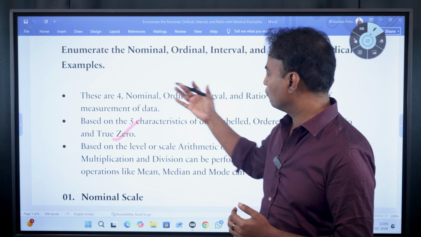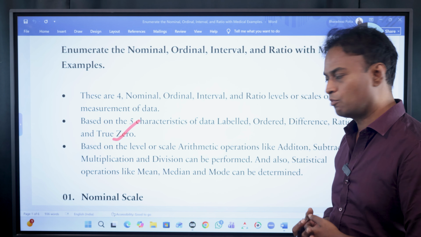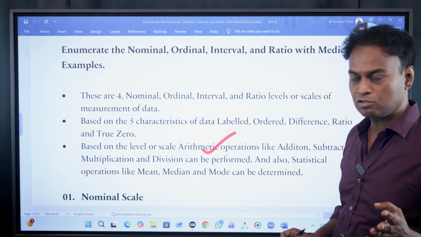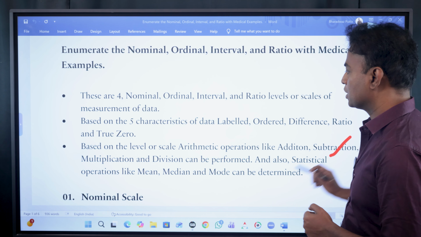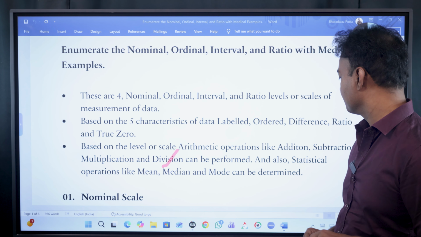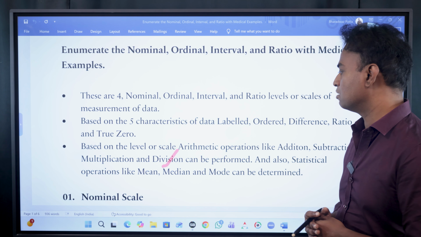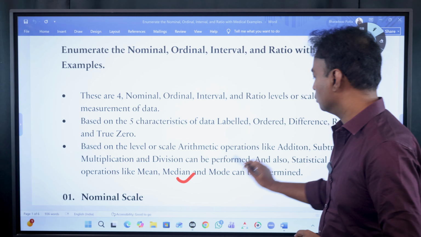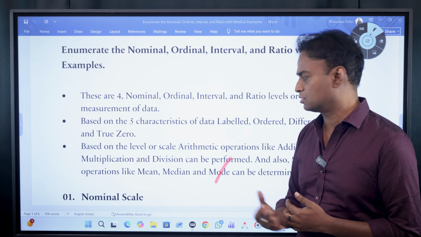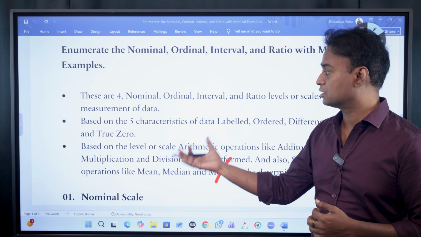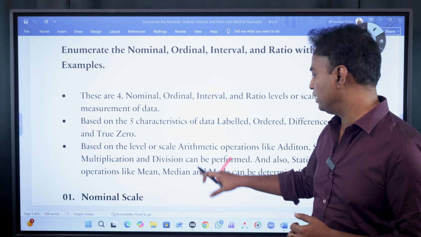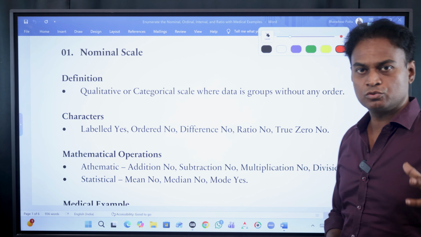Once you classify on one of the scales, what mathematical operations can you perform? One is arithmetic operations. What are arithmetic operations? Addition, subtraction, multiplication and division come under arithmetic operations. And what are the common statistical operations? Mean, median, mode. These are the simple ones, but there are many complex statistical analyses that can be done, but I have given simple examples by taking mean, median and mode. Now let's go to each scale.